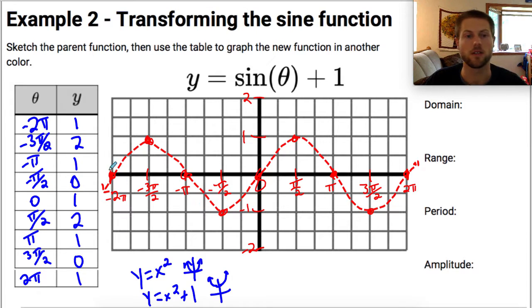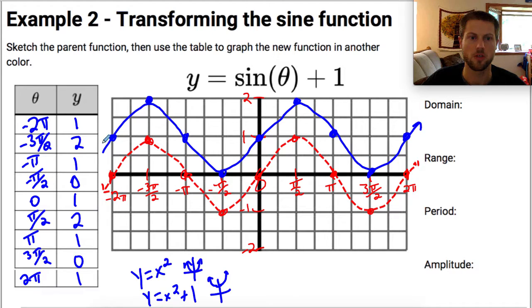And once I graph this, it's going to look something like this. So up 1 for my parent function. All of these values are exactly 1 higher than my parent function. So something like this. Something like this, and then something like this. And so here's what my new function, sine of theta plus 1, looks like here in blue. So it looks exactly the same, just moved up 1.